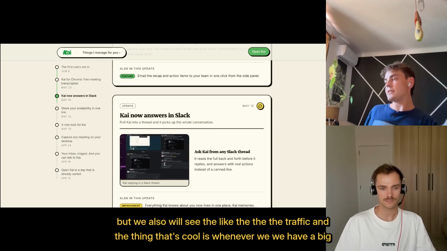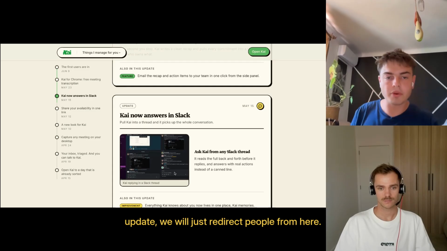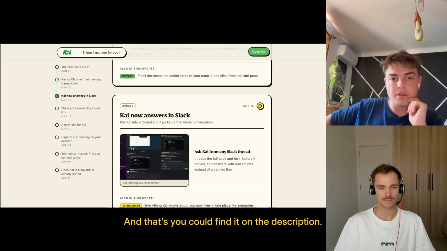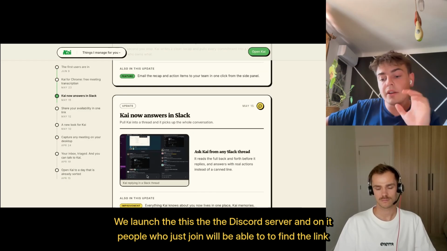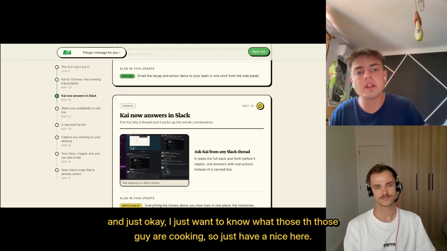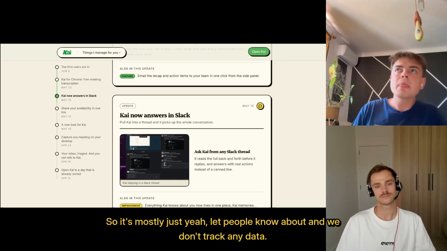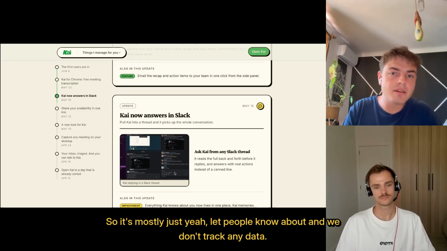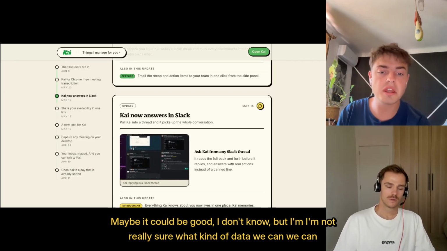And the thing that's cool is whenever we have a big update, we will just redirect people from here. For example, we just launched, and you can find it in the description, the Discord server. People who just join will be able to find the link and say, okay, I just want to know what those guys are cooking. So it's mostly just to let people know, and we don't track any data. Maybe it could be good. I don't know, but I'm not really sure what kind of data we could have here.